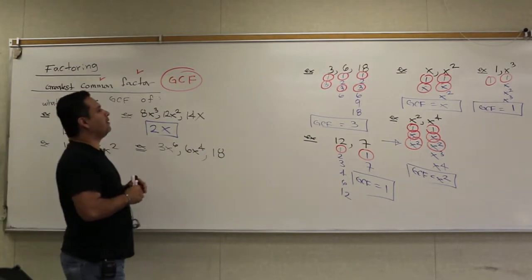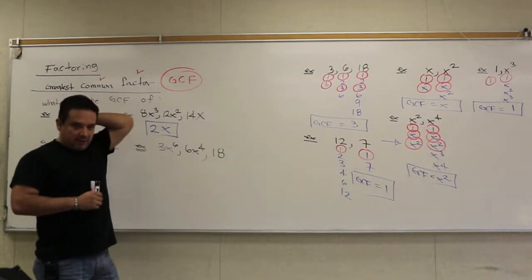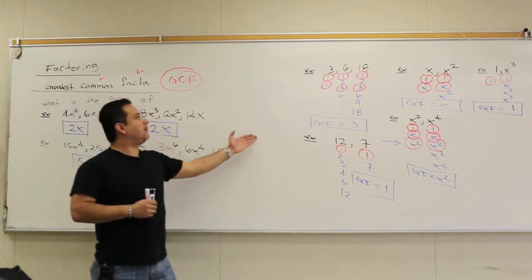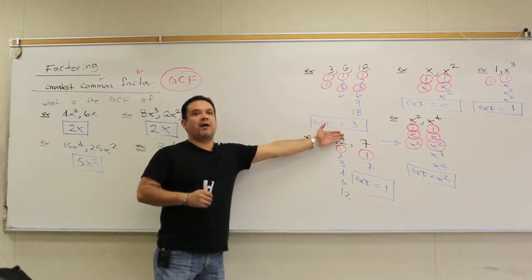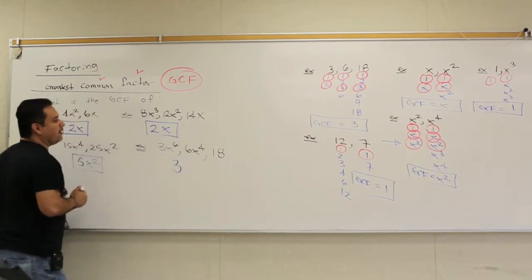What do you guys think? Well, you got numbers and letters. How do you do this again? Do the numbers separate from the letters. So what about the numbers? 3, 6, and 18. We already did it. It's what? 3. Now let's see if you're awake.